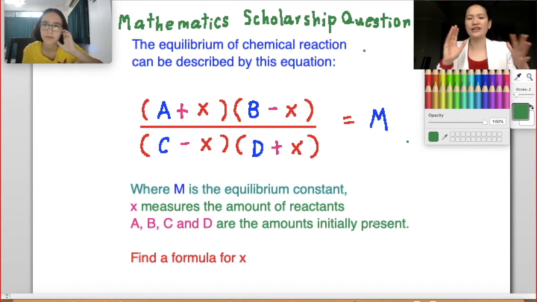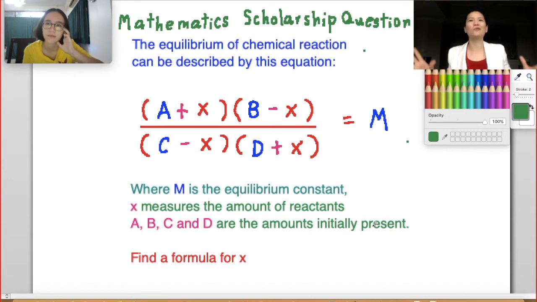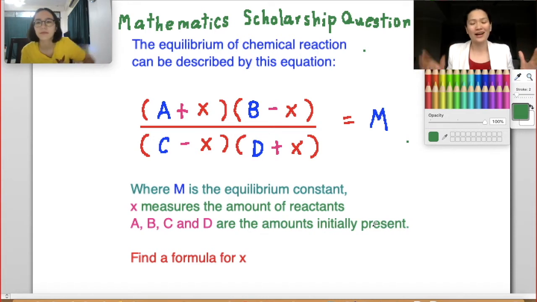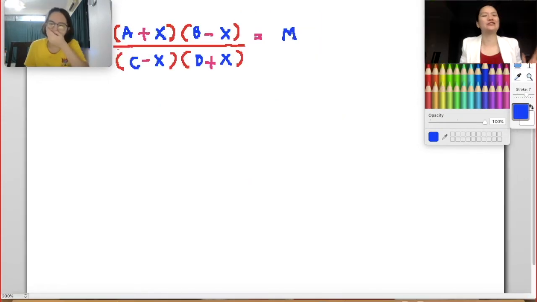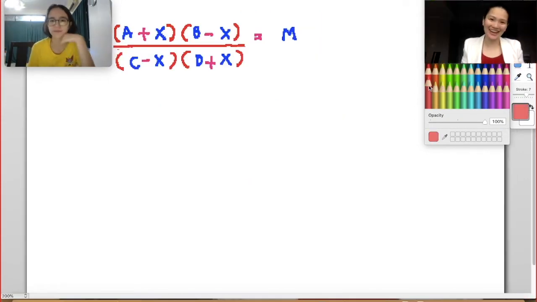Well, you have to analyze the question and try to find what exactly they want you to find. So they want you to find a formula for x. That means you have to know the formula that I'm going to write for you. How will we try to do it together step by step, okay?